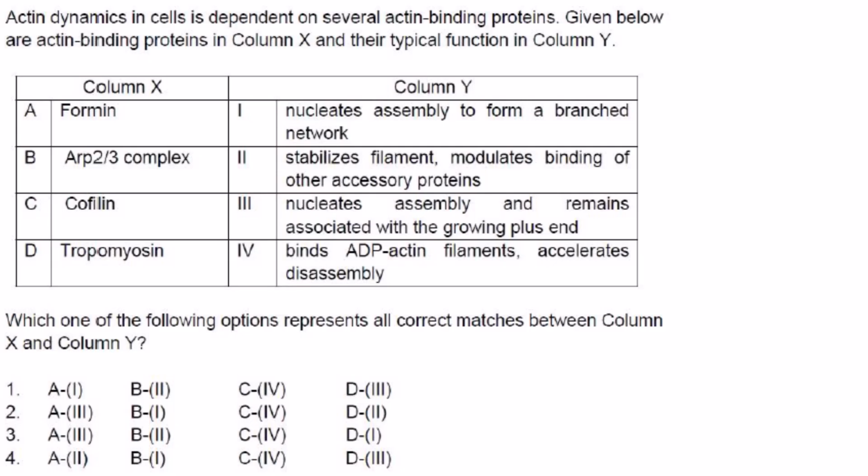So that makes formin A3. That means 1 and 2 are gone, 1 and 4 are gone. 2 and 3 we have to see. So A3 is there in 2: nucleates assembly and remains associated with the growing plus end. Then the Arp2/3 complex helps in the assembly of actin filaments and creates a branched network. So B1, that makes option 2 the right answer, because in 3 it is B2.